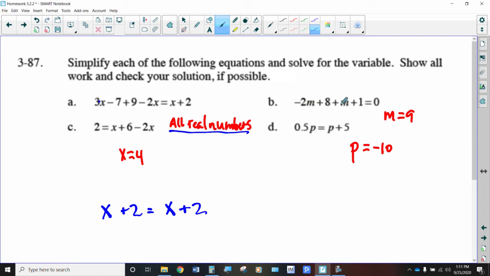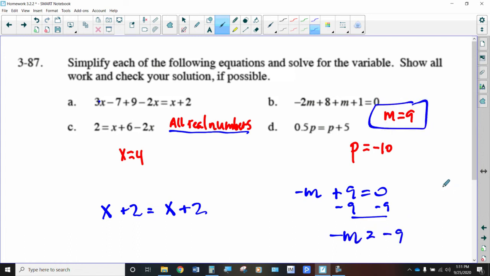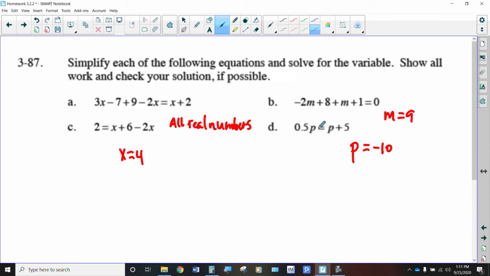In each one of these cases, you combine like terms, and then you start going through the process. So here, this would be negative m plus 9 is equal to 0. So I will take away 9 from each side and get the opposite of m is equal to negative 9, which means that m has to be equal to 9. I think this one's pretty straightforward, but D, I seem to recall in the past students struggling with problem D.